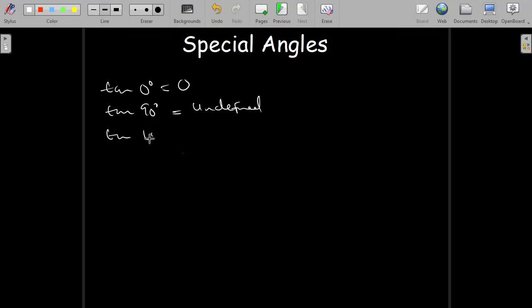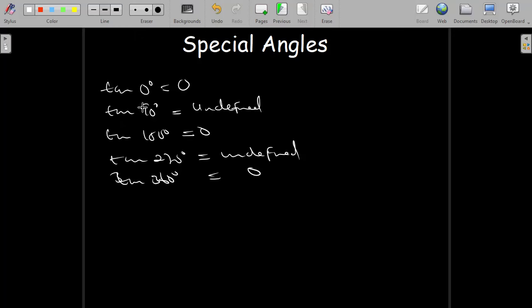Then you have tan 180 degrees, and that is 0. Tan of 270, you see it's dotted again here, so that's undefined again, meaning we do not know what value is there. Then you have tan 360 degrees, and that gives you 0. Okay, so those are some of the angles which you'll be required to know.